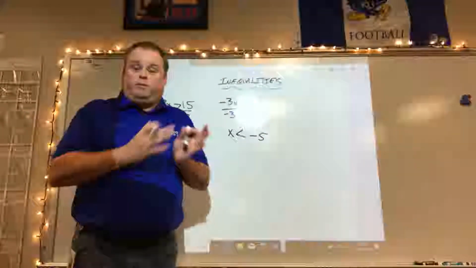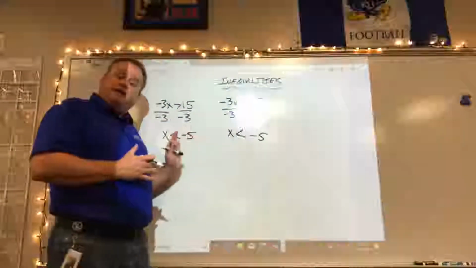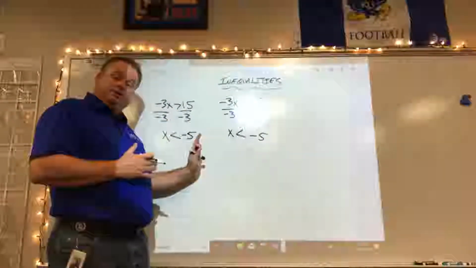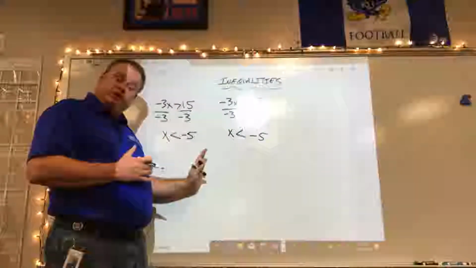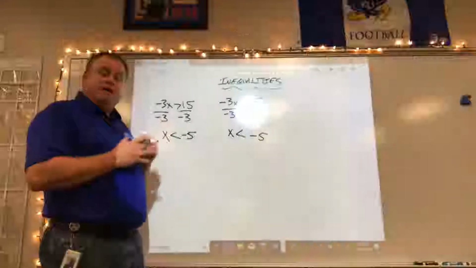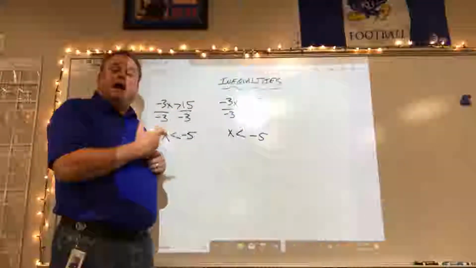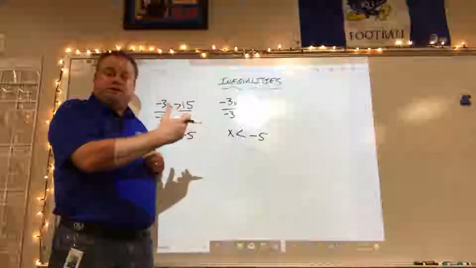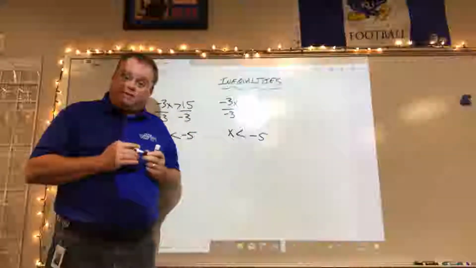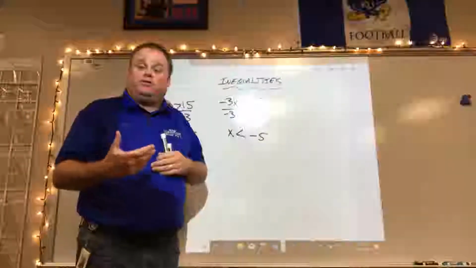Remember, in an equation, what we do to one side, we must do to the other. So inequality is the same idea. I can add or subtract across. I can multiply or divide across. But if I multiply or divide by a negative across it, then I must flip the inequality sign. Those are kind of the pre-teach items for this unit.